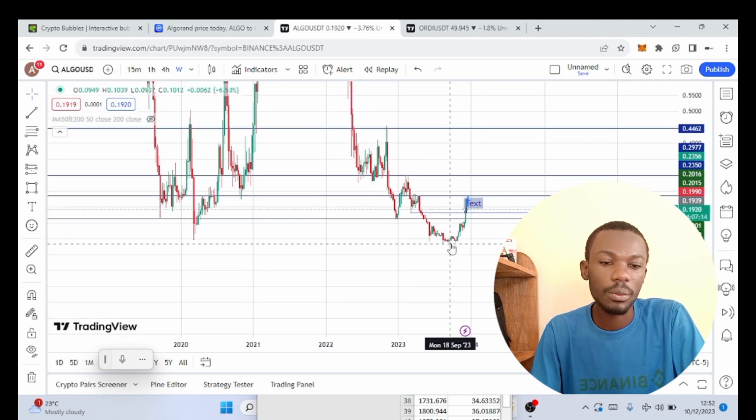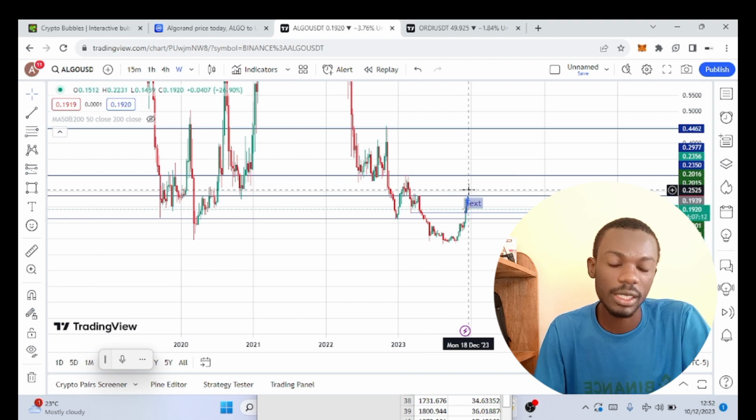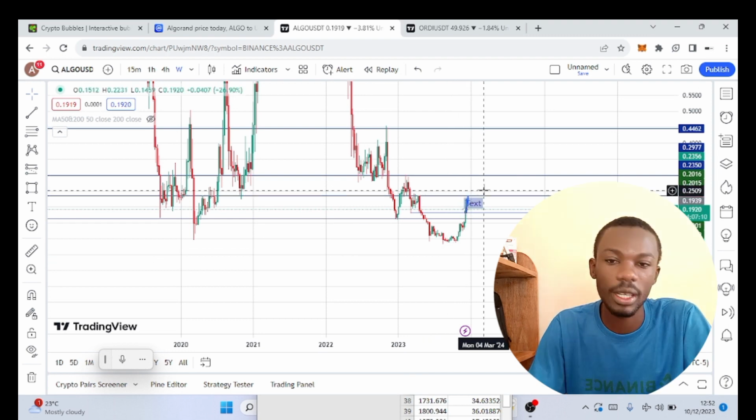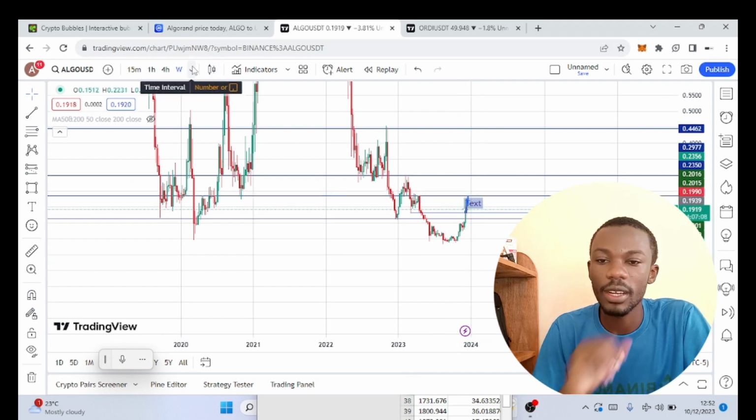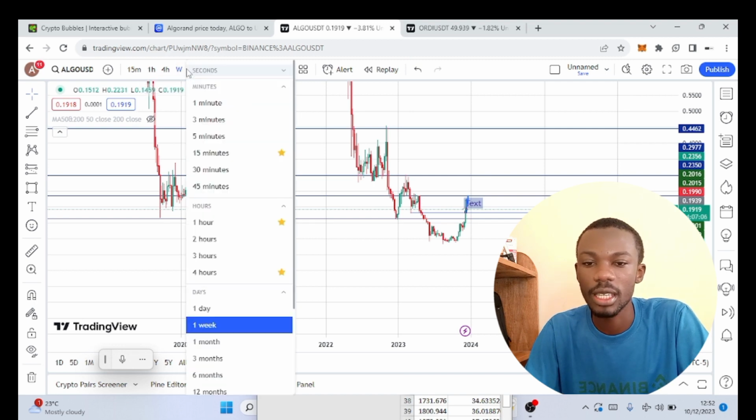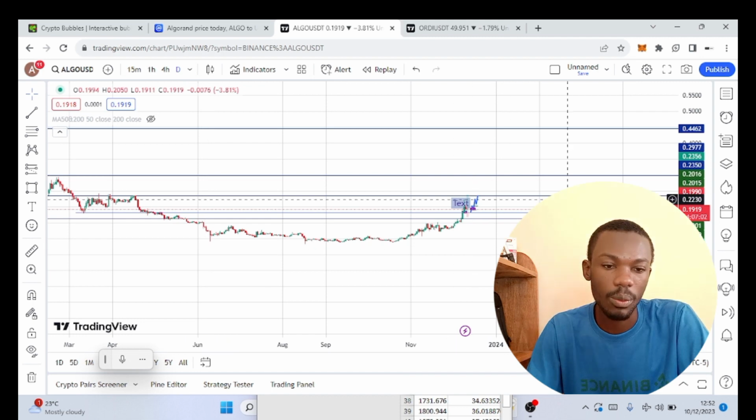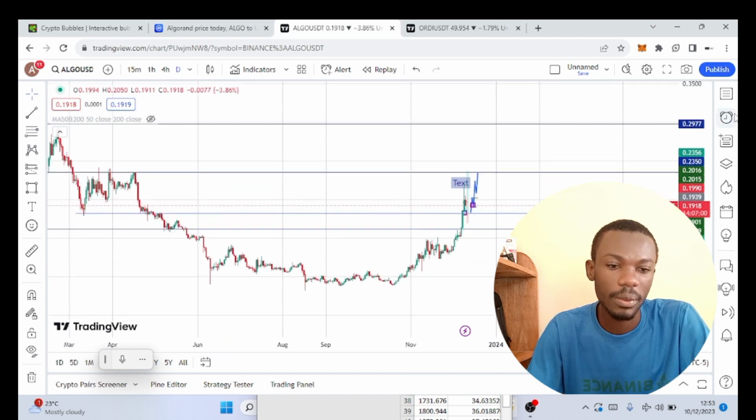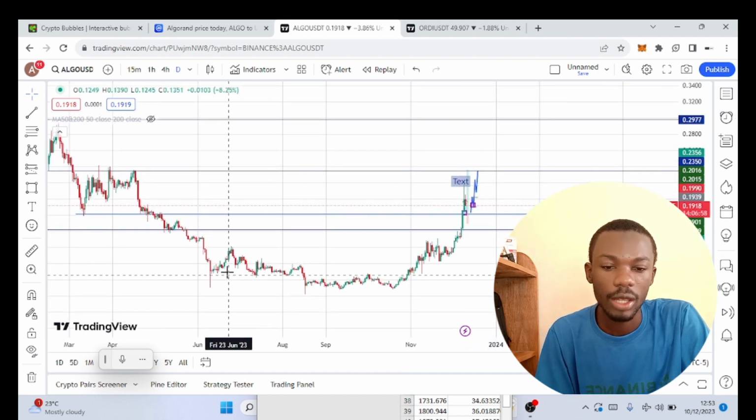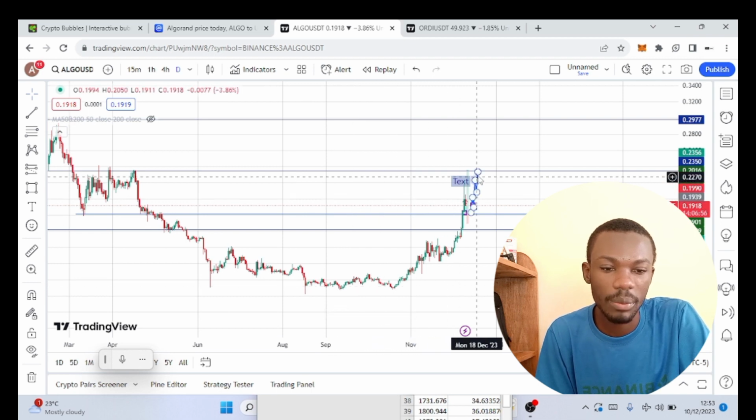So it has been from here, and Algo has made that first impulsive move. If on a weekly time frame it has made the first impulsive move, I can come to a daily time frame and it will look more clear. This is the daily time frame, and you can see that Algo has already made its first impulsive move.